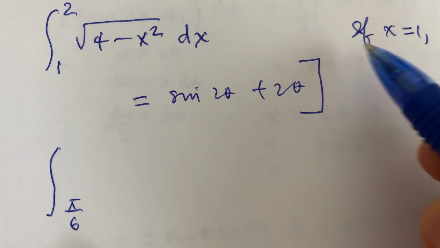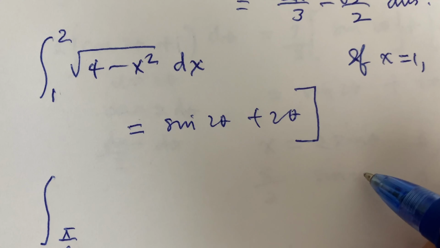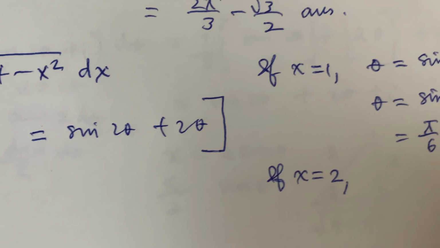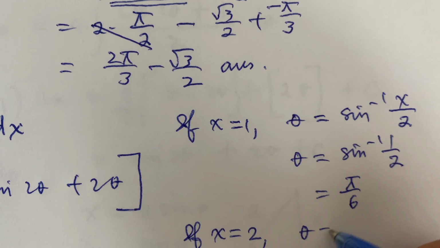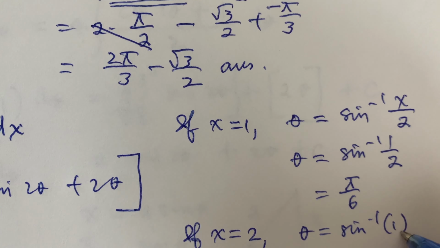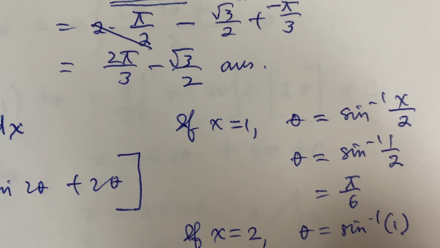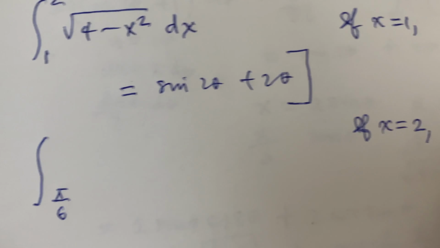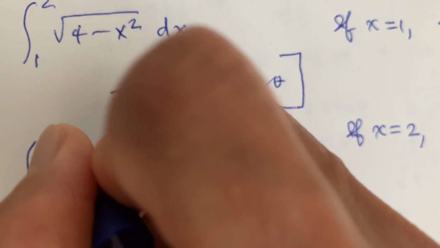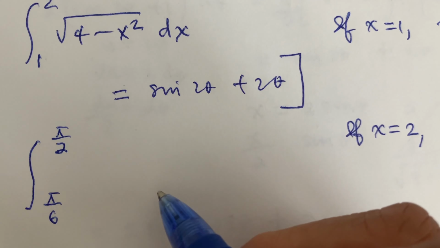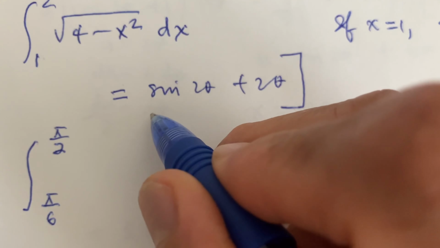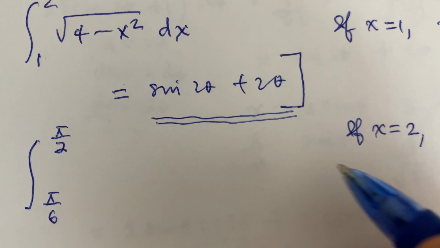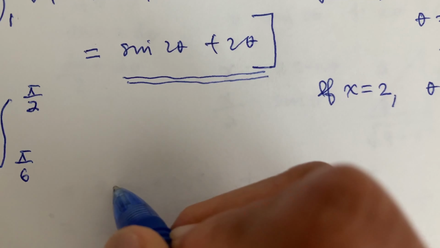And now we will replace the 2 up there. If x is equal to 2, then our theta will be arc sine of 1, because 2 over 2 is 1, and arc sine of 1 is pi over 2. So this becomes the integral from pi over 6 to pi over 2. We are now going to evaluate this answer in terms of theta using these two limits. Here we go. We should see that the answers are the same.